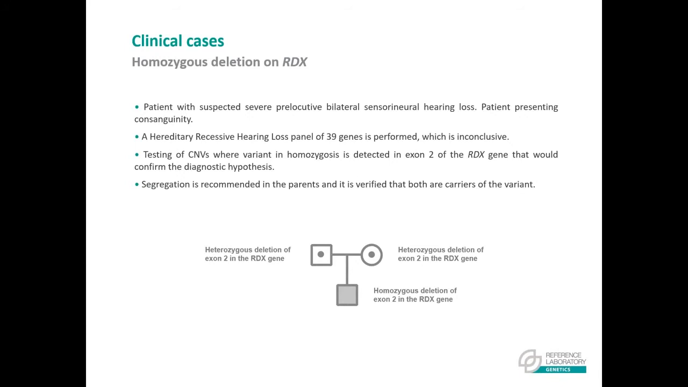As there was no commercial kit to prove it, a Sanger sequencing versus a control was carried out to confirm that it wasn't a sequencing error in our sample. Then a segregation analysis was recommended in the parents, and it was found that both were carriers of the detected variant.